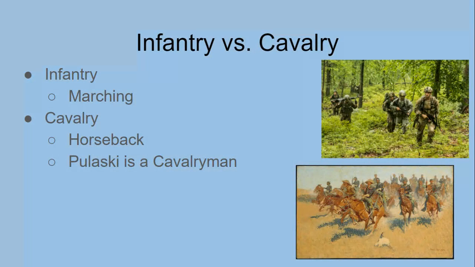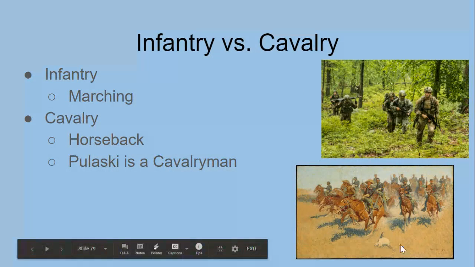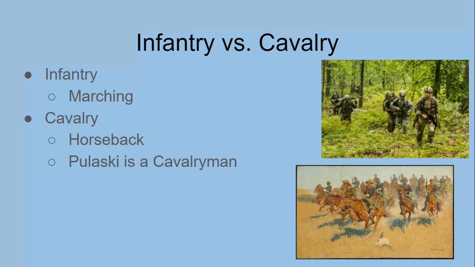So what is an infantry and what is a cavalry? The infantry is the marching group. It's like these guys marching through the jungle. We've talked about guerrilla warfare used by the Continental Army, and so this would be an example of guerrilla warfare in a modern setting. The cavalry is horseback, and Pulaski is a cavalryman. So that is why Benjamin Franklin encourages him to head to the United States. He feels that he can be helpful to the American effort.